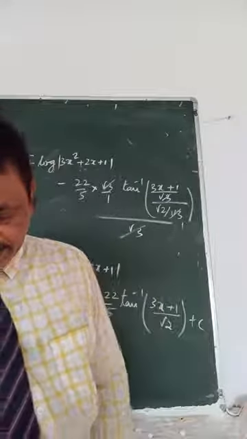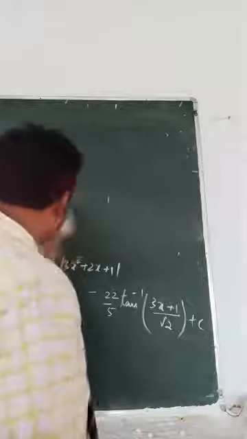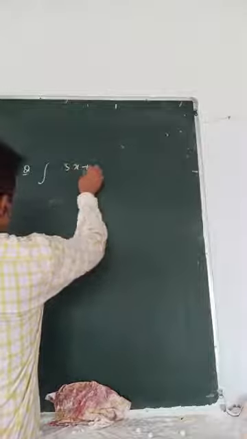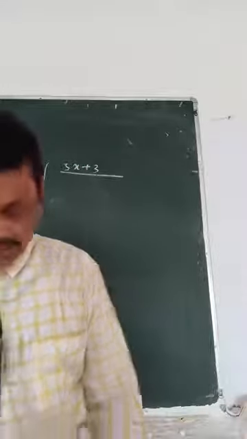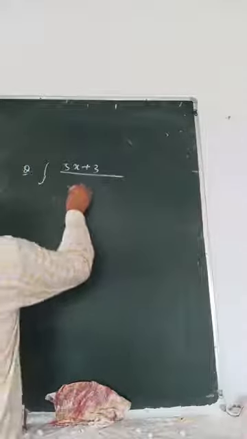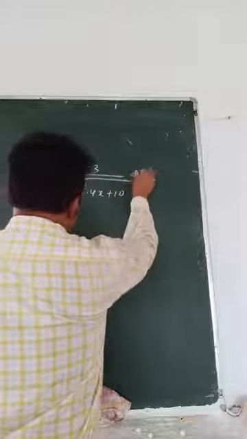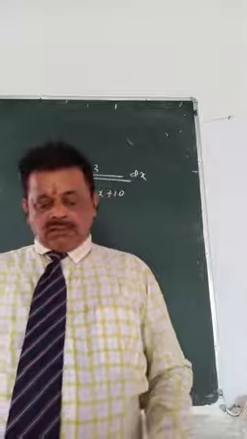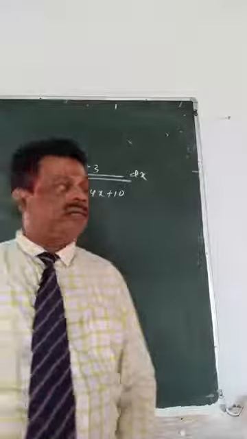Suppose I take a question: 5x plus 3 by, I am getting a question here, x square plus 4x plus 10 under square root. Same thing. Okay, those are a bit complicated, you may not be able to understand the first one. I am repeating it again, try to see.